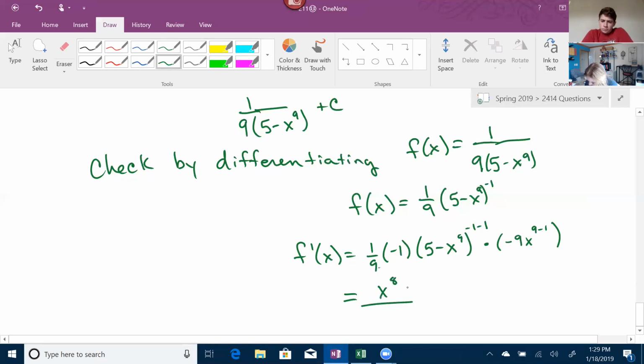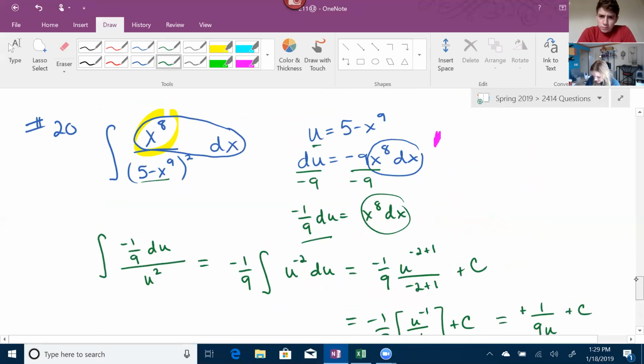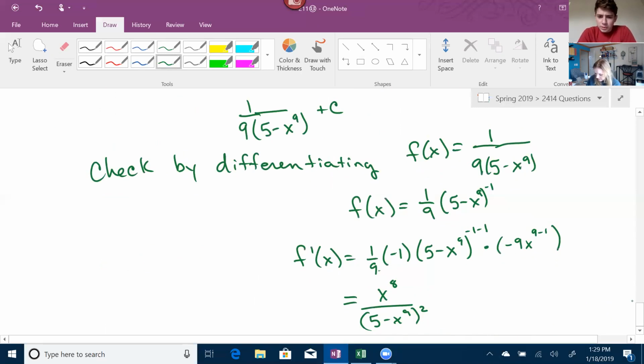And then this is going to be negative 1 minus 1, which is negative 2. So I'm going to write that as 5 minus x to the 9th squared, which was my integrand. See? So I know that the antiderivative is correct, because when I take the derivative, I get back to the integrand. Does that help a little bit?